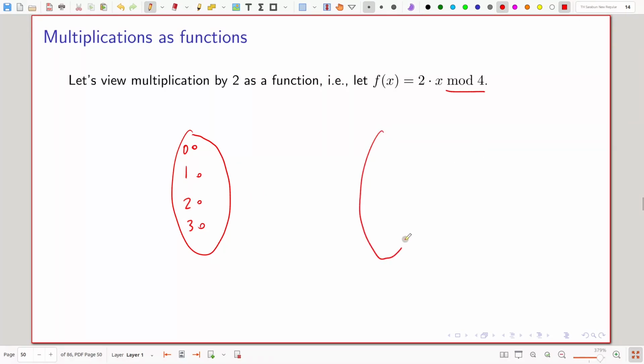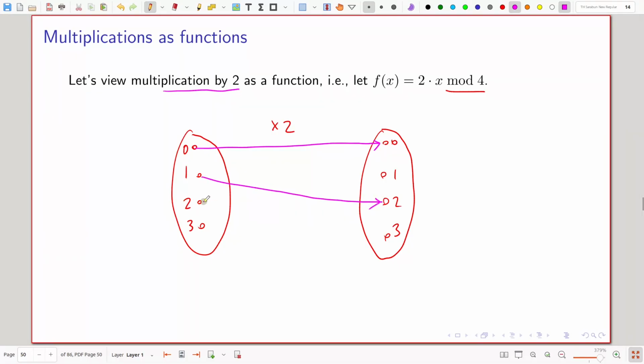If you multiply with 2, what do I get? Multiplication is like a function. If I multiply everything by 2, 0 will go to 0, 1 will go to 2, 2 will go to 2 times 2 is 4, mod 4 is 0, and 3 is going to be this. Okay? So this is the function of multiplying by 2 mod 4.